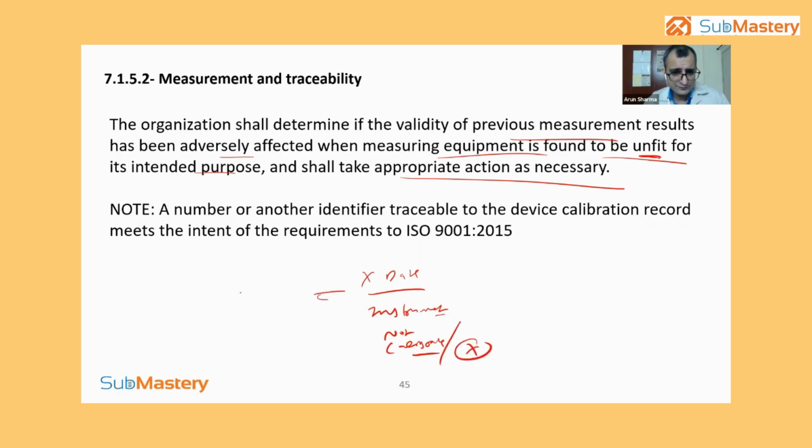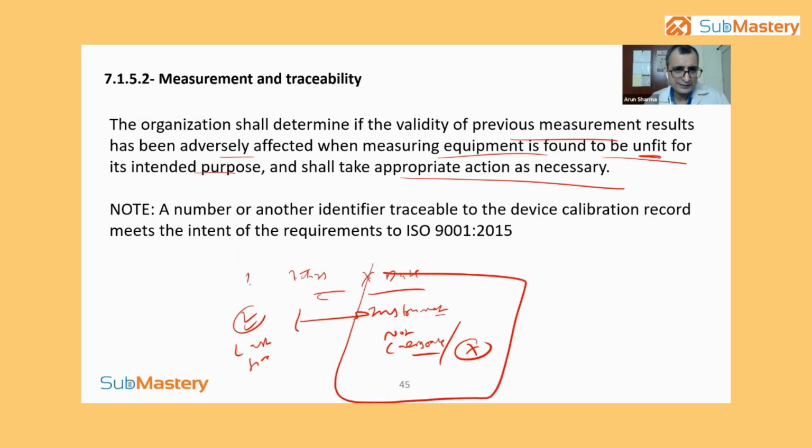Then you try to find out how many days back. Let's say if you're doing some weekly internal calibration, let's say 7 days back, you found that it was okay. That means all that material, you find out when the last time it was okay. Last time could be 7 days, 3 months, or 1 month, it depends. So whenever you find that your equipment is unfit for use, you should find out when previously it was okay, and all that material in between will basically be called suspect product.